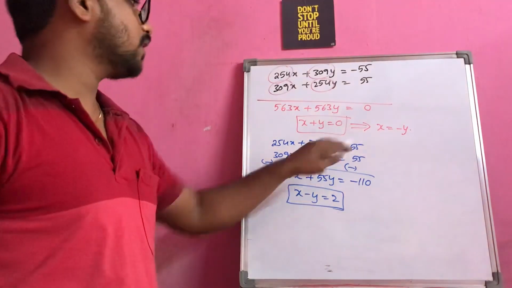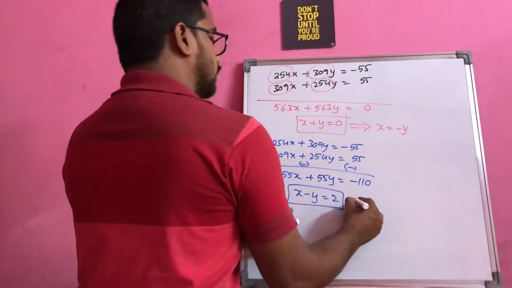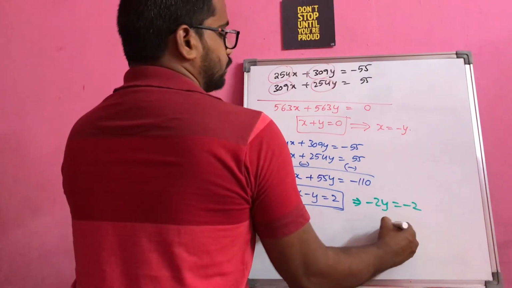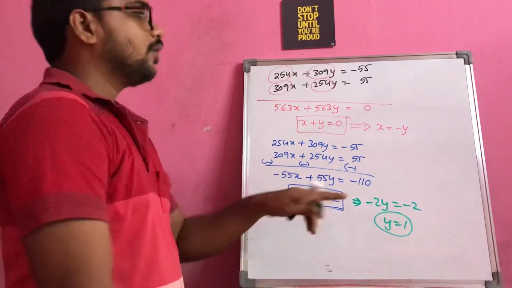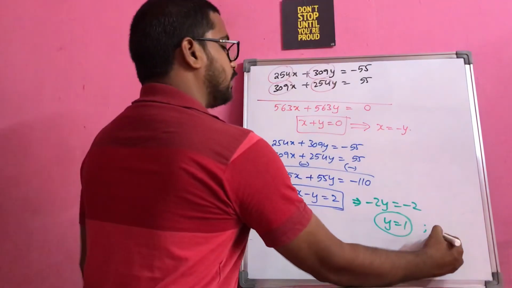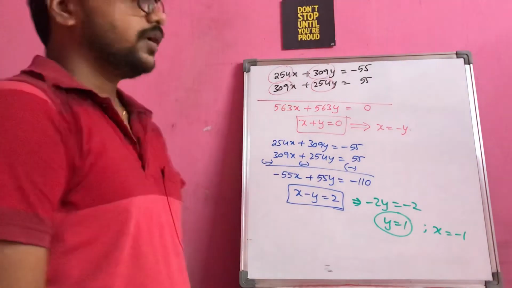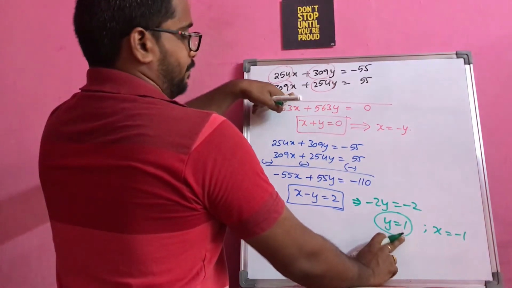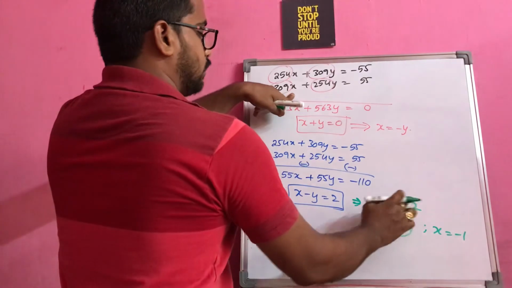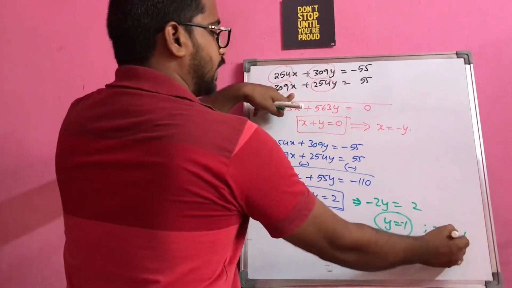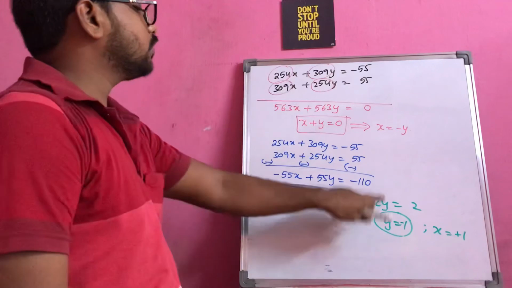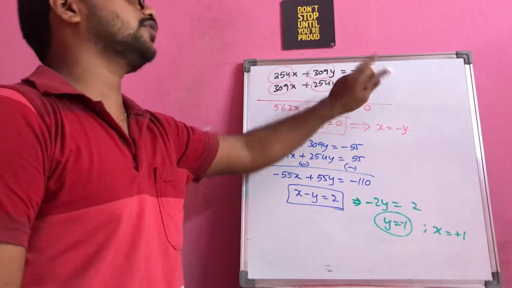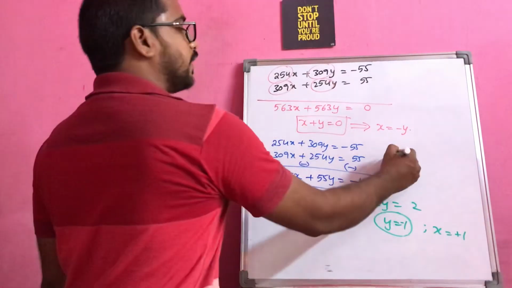So you have a relation now. x is equal to minus y. Substitute here. x with minus y, if I substitute, minus 2y equal to 2, y is equal to minus 1, x is equal to 1. You can cross check by substituting here. Now see, you substitute x as 1, y as minus 1. That means 309 minus 254, directly 55. So this is a very important model.